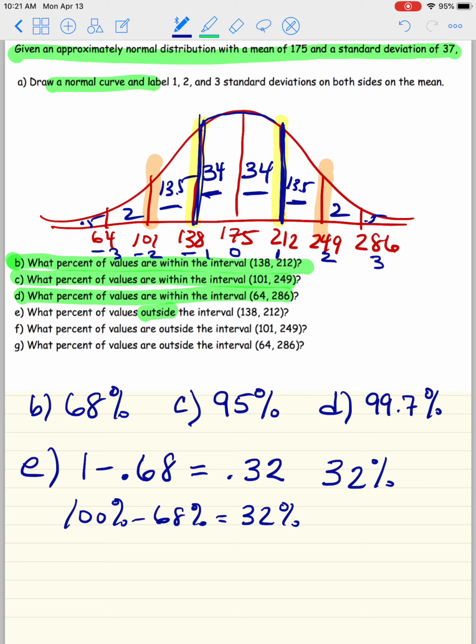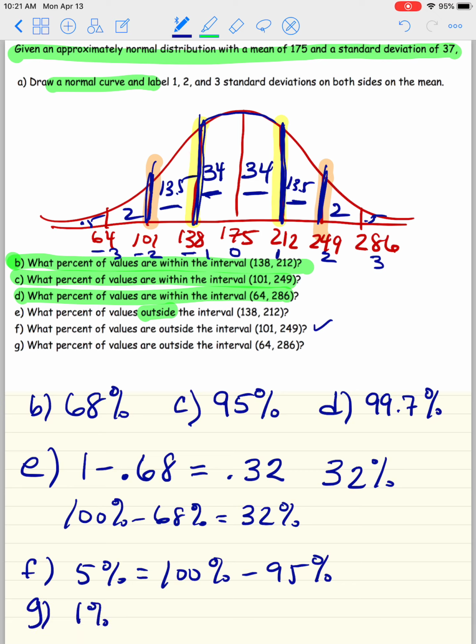Letter F, what falls outside 101 to 249? So here's 101 to 249, that's 95%. So letter F would just be 5% because it's 100% minus 95%. And finally, what percent of values are outside the interval 64 to 286? Okay, so we're going to say that's either 1% because this is 99%. But if you remember it as 99.7%, then it's just going to be 0.3%.